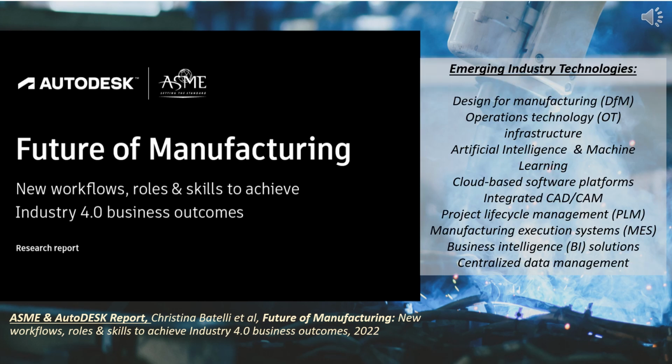There were several examples of emerging industry technologies mentioned in this report. Some include design for manufacturing, operations technology infrastructure. Also mentioned was artificial intelligence and machine learning with technologies like generative design, and cloud-based software platforms like integrated CAD/CAM. Also mentioned was product lifecycle management and manufacturing execution systems and their BI tools. And technologies include enterprise data management systems for collaborative data analysis.